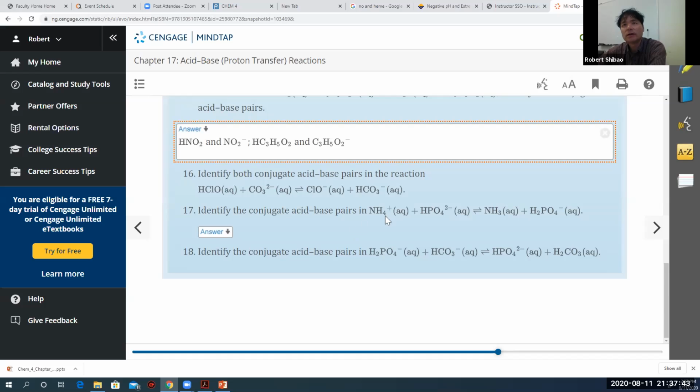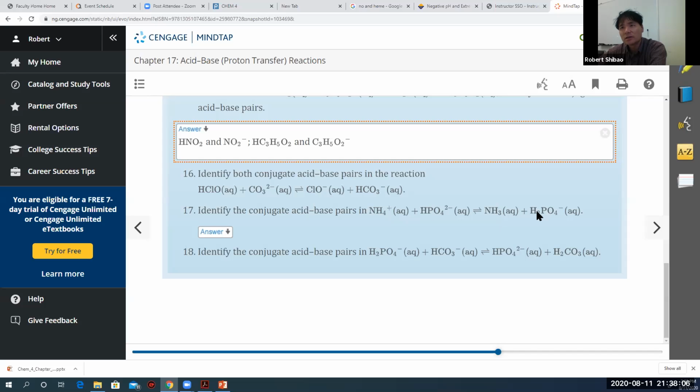Identify conjugate pairs in ammonium. Okay, ammonium would be paired with ammonia, and monohydrogen phosphate would be paired with dihydrogen phosphate. And so ammonium would be the acid, this would be the base. This would be the base, that would be the acid in the pair. Then we can see if there's a driving force. With the driving force, we don't need to do the pairs. We just need to compare the two acids.